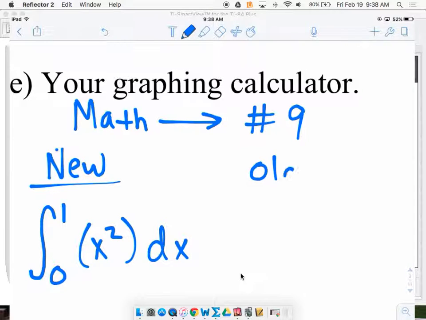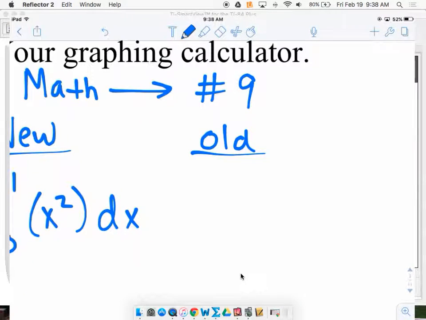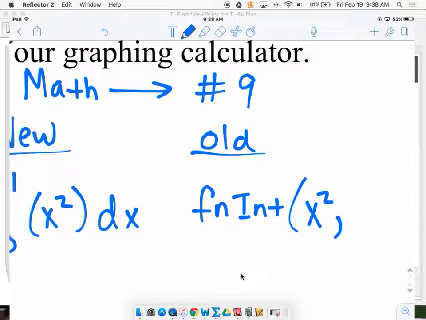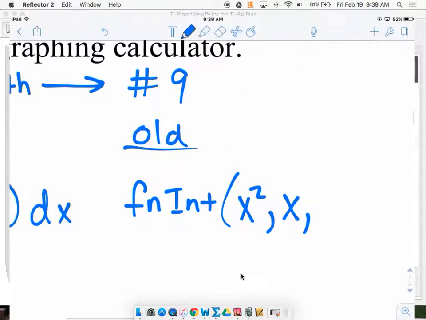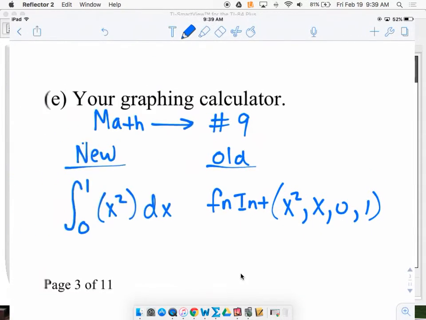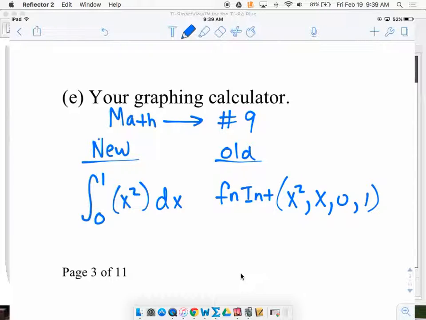If you have the old, it is fn int. You're going to type in your function. So in this case, it would be x squared, comma x. So this is saying take the integral of x squared with respect to x, and then I'm going to look at it from 0 to 1. Your lower bound goes first, your upper bound goes second.